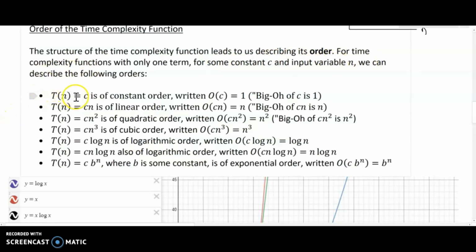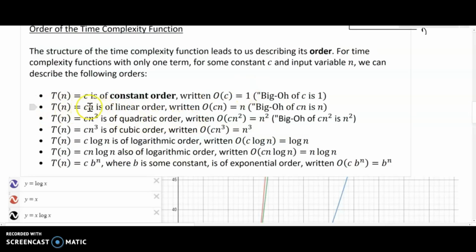If your time complexity function is a constant, we say that it's constant order. We usually write that with big O notation. We won't get really heavy into the mathematics of big O notation, but we would write that the order of a constant is 1. We'll get back to why we say this is 1. 1 is sort of the base constant, and all of these orders are going to be described in terms of the base constants.